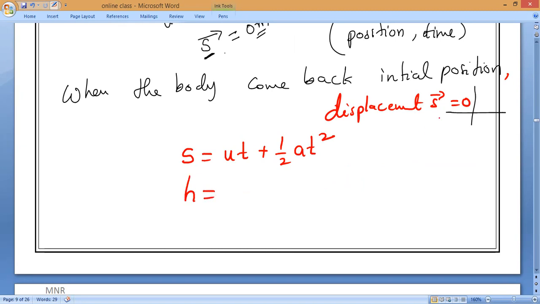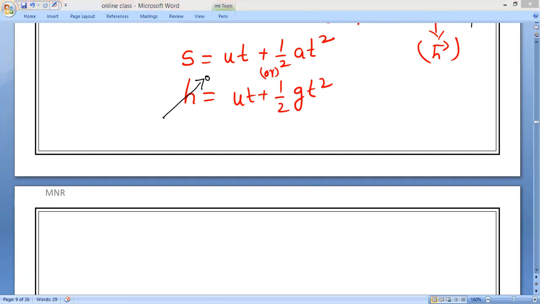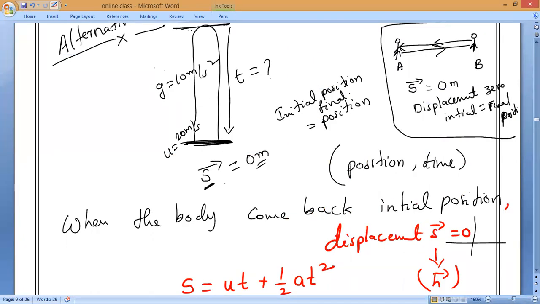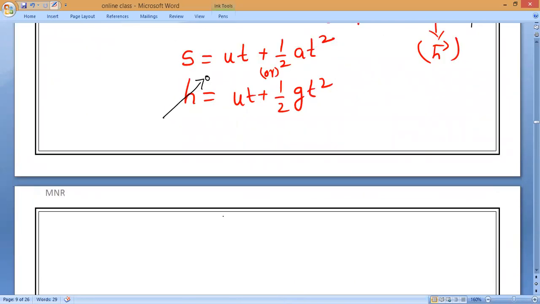So if you want, you can modify. H is equal to, as we know, displacement means here H. Okay, guys? Now, H is equal to ut plus half gt square. As we know, displacement is 0. So that it will become 0. Now, G becomes what, guys? It becomes minus G because it is going upward. Understand?